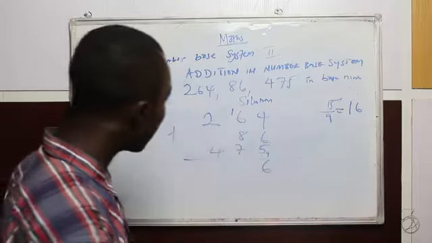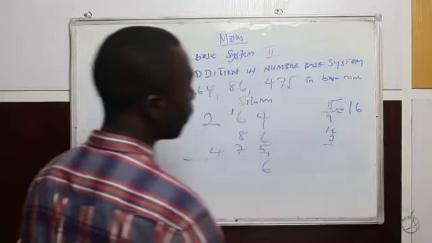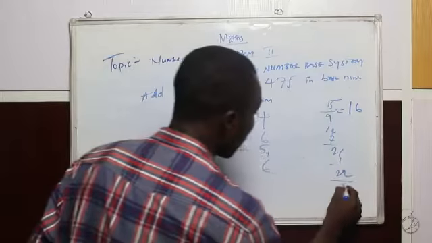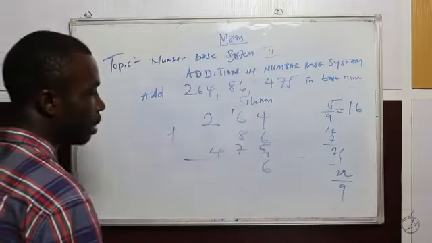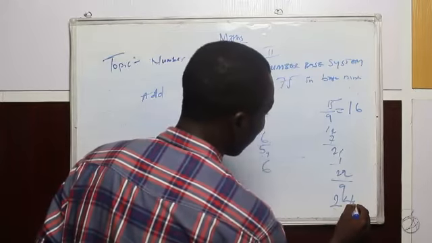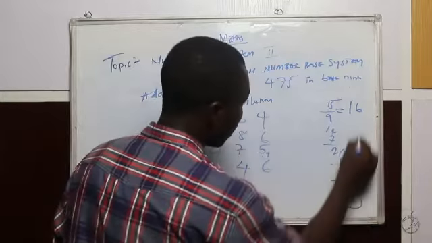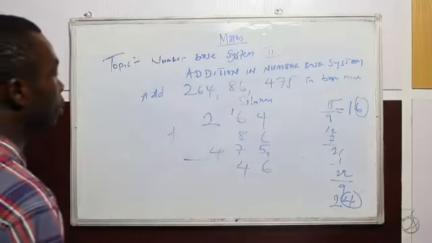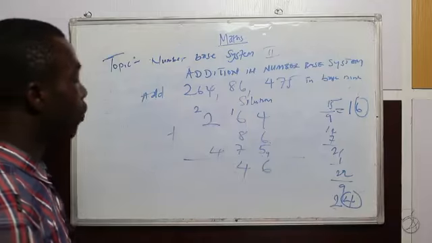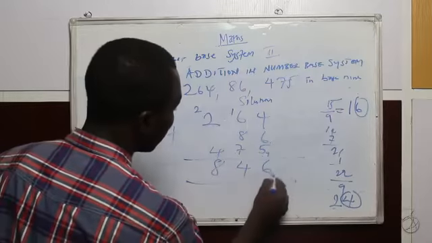6 plus 8 gives us 14. 14 plus 7 gives us 21. 21 plus 1 gives us 22. 22 divided by 9, because it's in base 9, we are going to have 2 whole number, remainder 4. What you are going to write is 4, the remainder. Then we carry 2 here. 2 plus 2 is 4, plus 4 is 8. So the answer is 842 in base 9.